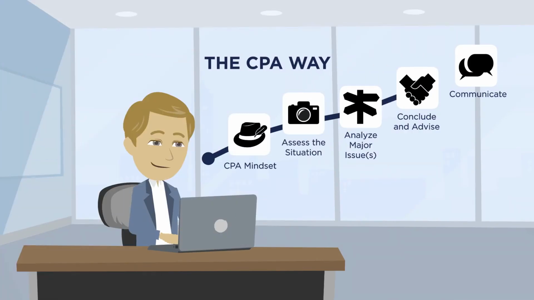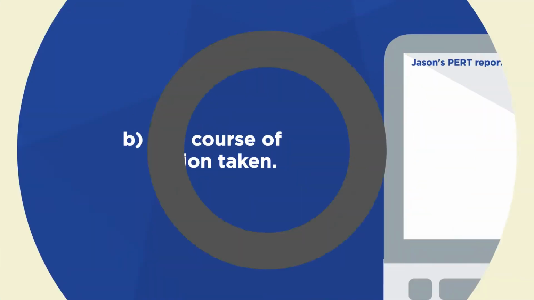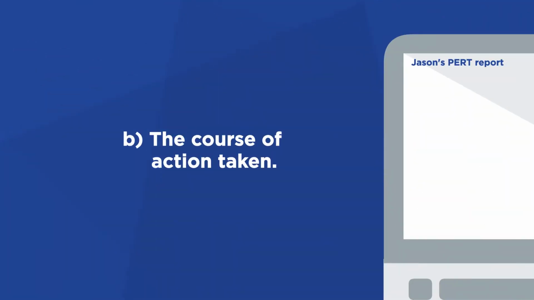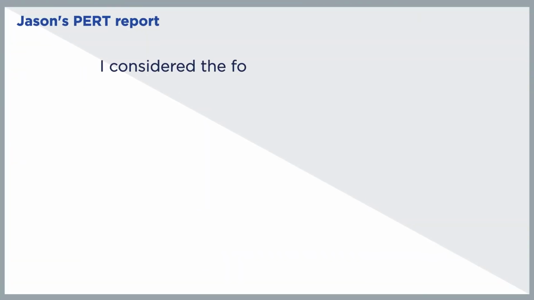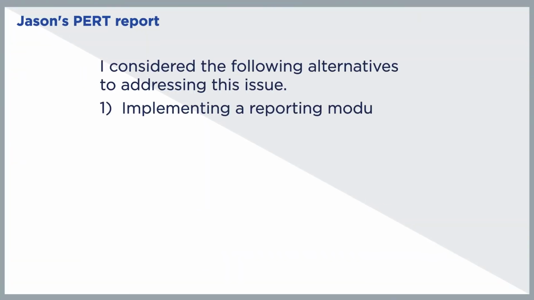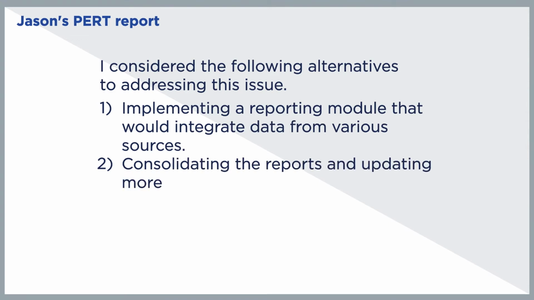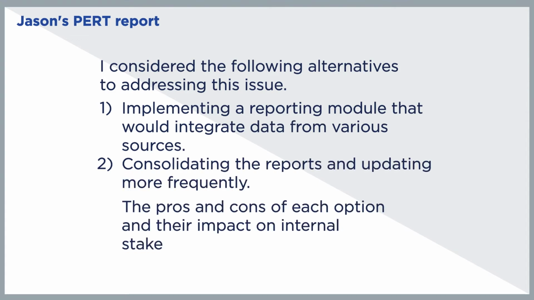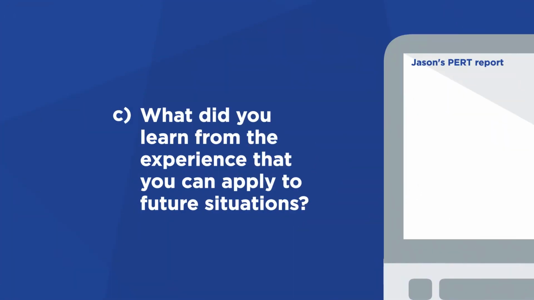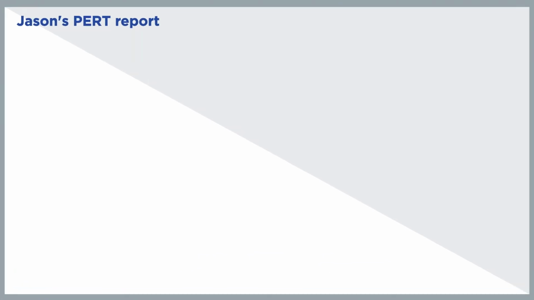Jason uses the CPA Way model to consider alternatives and identify a course of action. In Part B of the question, Jason uses the CPA Way and documents the following. In Part C, Jason considers what he has learned from this work experience and documents the following.